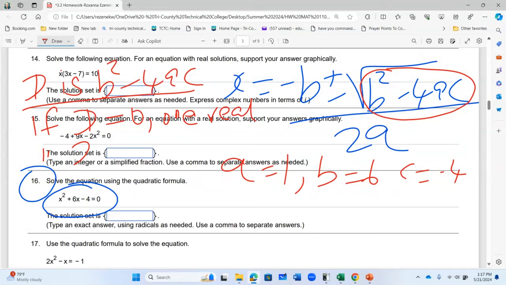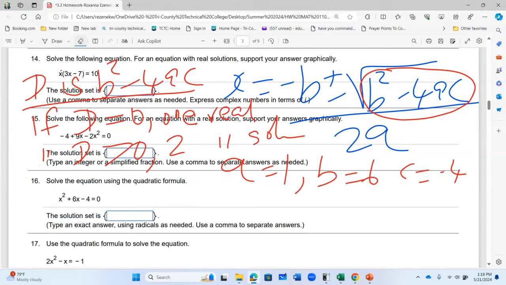If D is greater than 0, you have two real solutions. In other words, the parabola cuts the x-axis in two places. Here, the parabola cuts the x-axis in one place. There are three cases. If D is less than 0, then you have imaginary solutions.